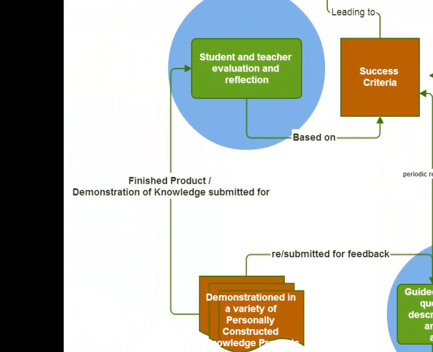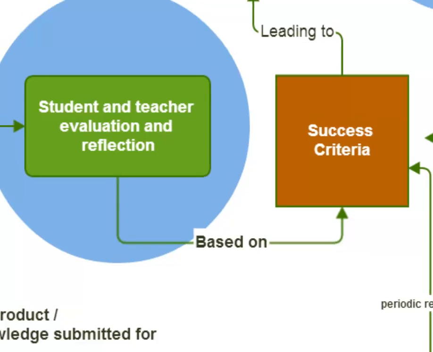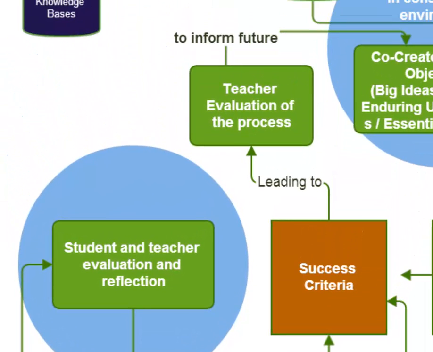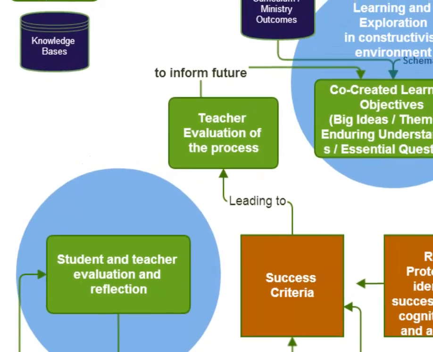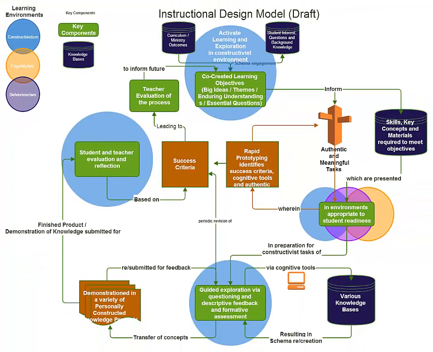Once the students have their finished product or their demonstration of personally constructed knowledge, it is submitted for student and teacher evaluation and reflection. It is evaluated on the success criteria that were co-created during the process, ultimately leading to the teacher's evaluation of the process itself based on the student products. This knowledge should inform future iterations of the unit, the lesson, or the model itself.